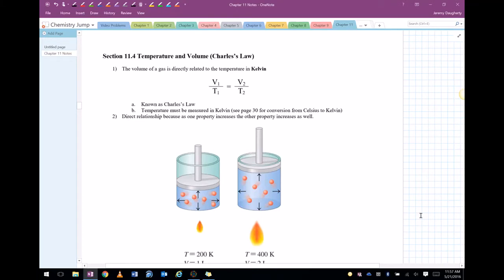Section 11.4, the relationship between temperature and volume. This is also known as Charles's Law. And again, I don't care if you know that it's Charles's Law or not. Some people will, but I don't. All right, so the volume of a gas is directly related to the temperature in Kelvin.